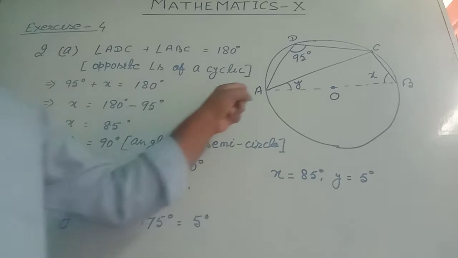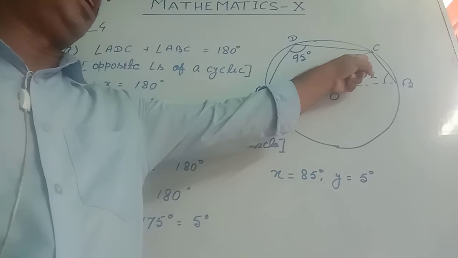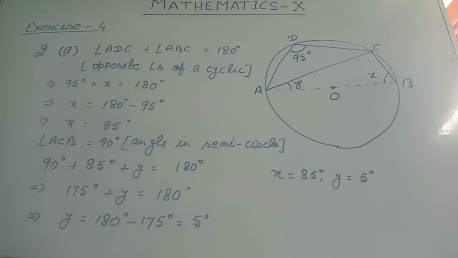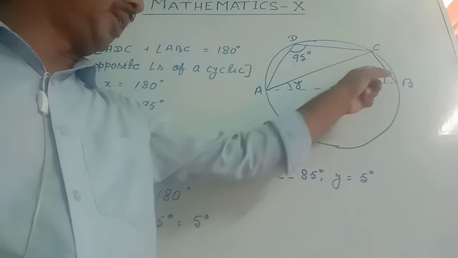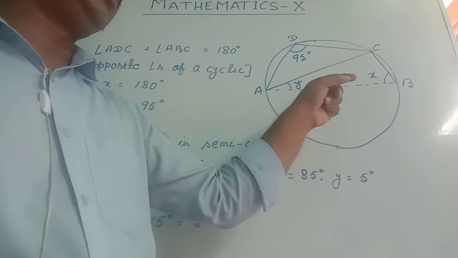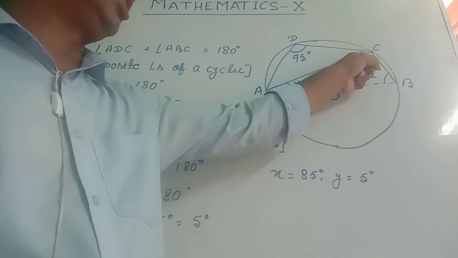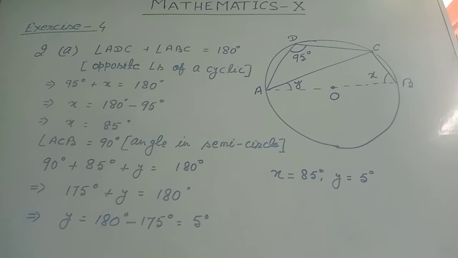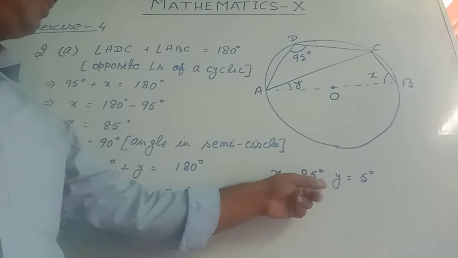Now angle ACB is angle in the semicircle, and angle in the semicircle is right angle, so angle ACB equal to 90 degree. I got the value of x above, 85 degree. So in this triangle, the sum of angles equal to 180 degree. Therefore I am writing here 90 degree, angle in the semicircle, plus 85 degree plus y equal to 180 degree. 90 plus 85 equal to 175, plus y equal to 180 degree. Therefore y equal to 180 degree minus 175 degree equal to 5 degree. These two values become x equal to 85 degree, y equal to 5 degree.